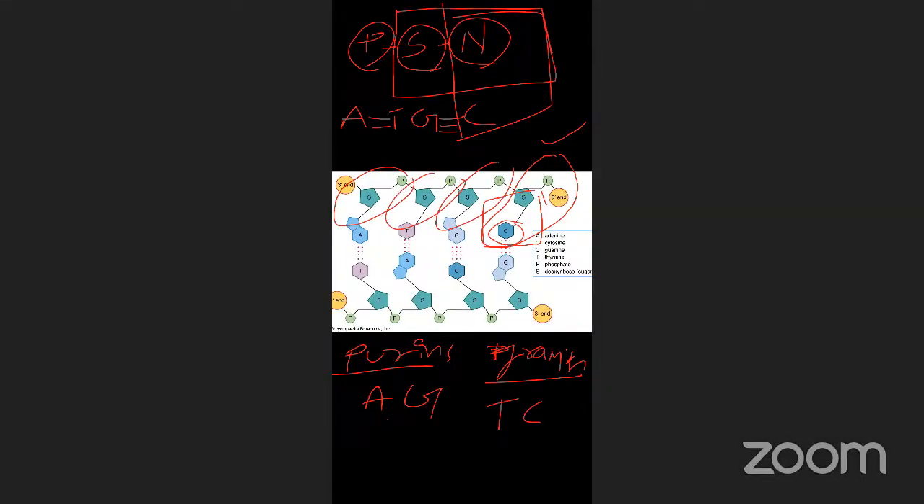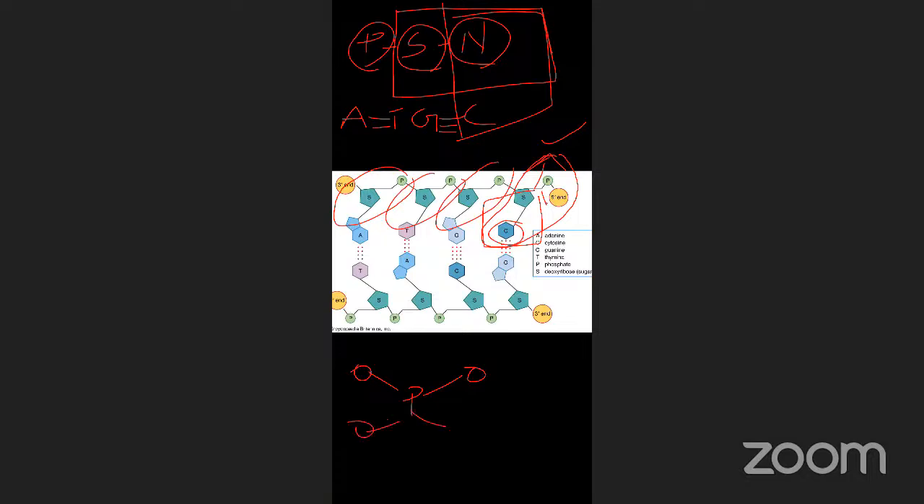Bond formation in the nucleotide, between sugar and phosphoric acid: phosphodiester bonds are formed. What happens? How is the phosphodiester bond formed? Let's see. Here the phosphate, phosphoric acid, bonds with the sugar.